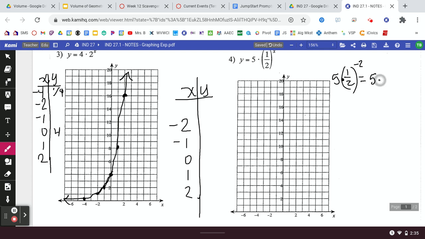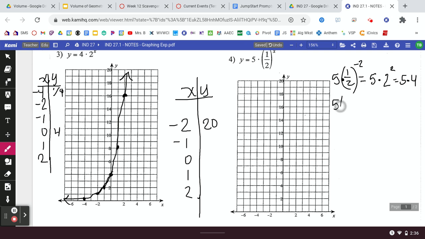Leave that 5 alone for right now and just flip that fraction over. So 1 over 2 becomes a whole number, 2, still to the second power because you don't lose your power, you just lose your negative. 5 times 2 to the second power, which is 4. 5 times 4 is 20. So I can fill in my 20 there.